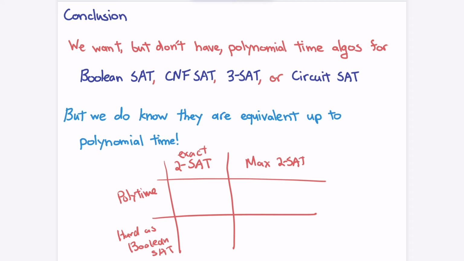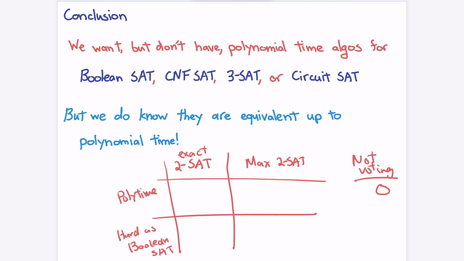But first of all, who's not voting? Okay, amazing, good for you. Does the question make sense? I'm going to ask first for exact 2SAT whether you think we'll get an algorithm or not, and then for Max 2SAT whether you think we'll get an algorithm or not. And then we'll find out next time what the truth is.